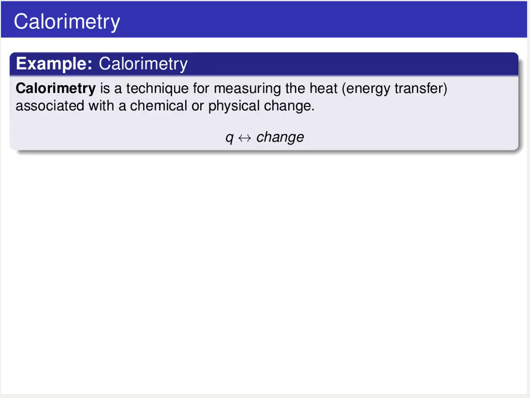Okay, so let's throw out an explicit definition to kick things off. Calorimetry is essentially a technique for measuring heat, and remember, heat is an energy transfer process that's associated with some sort of physical or chemical change. We typically use the letter Q to represent energy, and we're basically saying, let's quantify the energy associated with some sort of change.